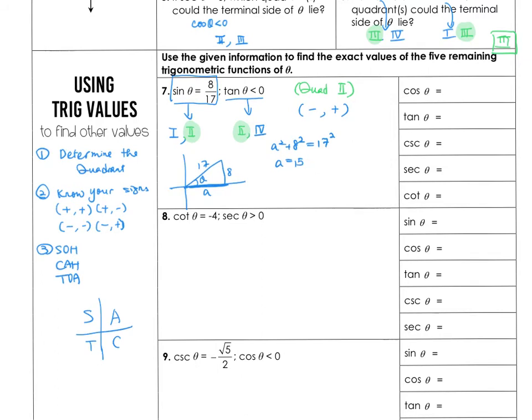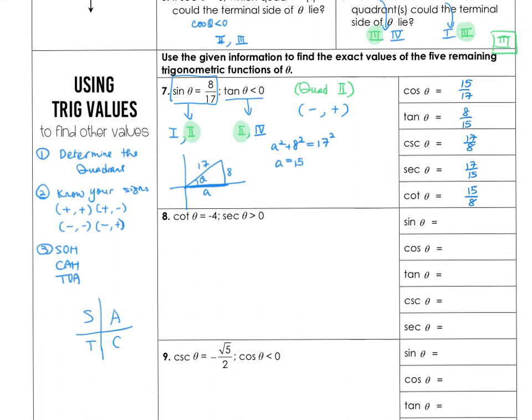Now that you have all 3 sides, nothing is stopping you, right? You've got the triangle there, then you can calculate the other 5. So leave a little bit of space in front of your answers. If it's cosine, I would have adjacent, which is 15, over 17, and tan is 8 over 15, opposite over adjacent. Then cosecant obviously is 17 over 8, its reciprocal. Secant is the reciprocal of cosine, 17 over 15. Cotangent is the reciprocal of tan. Now, we are not done yet.